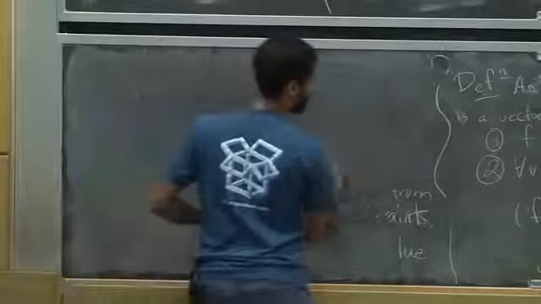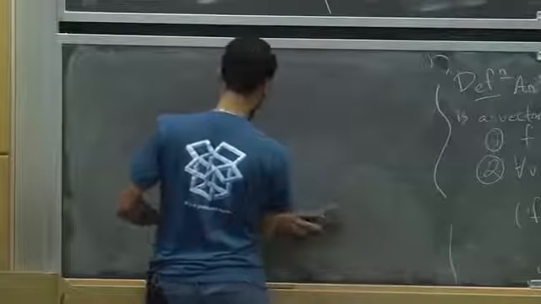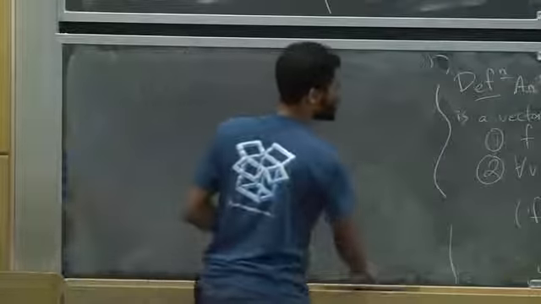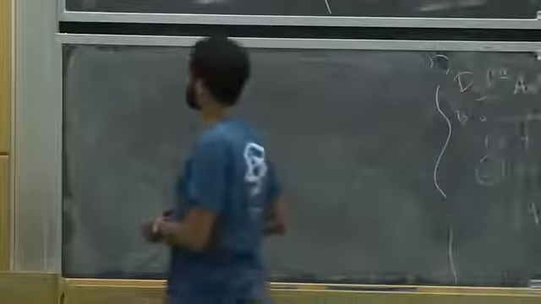But even without Deitch and Spielman, you could apply IPMs. You would just get a terrible polynomial. You would get m to the 3.5.